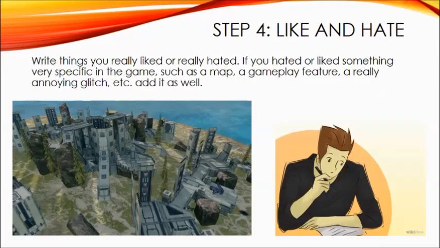Step 4, like and hate. Write the things you really liked and really hated. If you hated or liked something very specific in the game, such as a map or a gameplay feature or some kind of really annoying thing that happened, well, add that as well. That's important for your readers to understand.